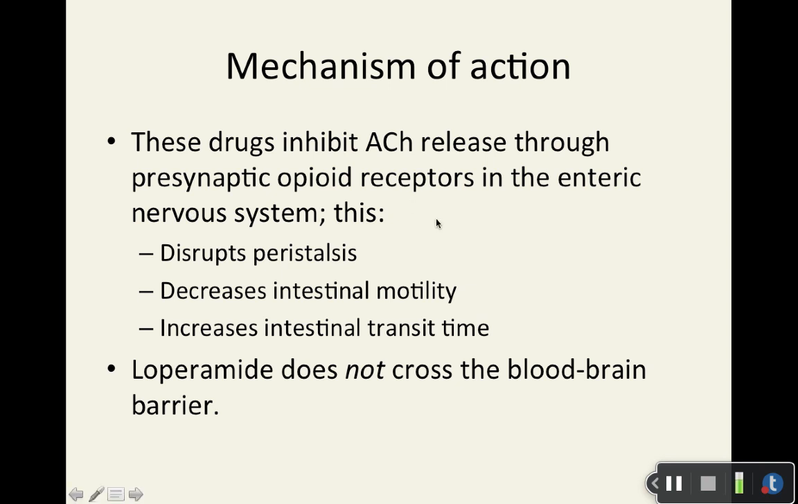But anyways, these both are effective because they help slow down peristalsis. They decrease motility, and they increase transit time, right? So all those things slow everything down, and they help stop, or rather lessen, the diarrhea. So these can be one of the strategies or one of the tools you're using when you're trying to treat diarrhea. It is important to note that loperamide, it is an opioid, but it does not cross the blood-brain barrier.